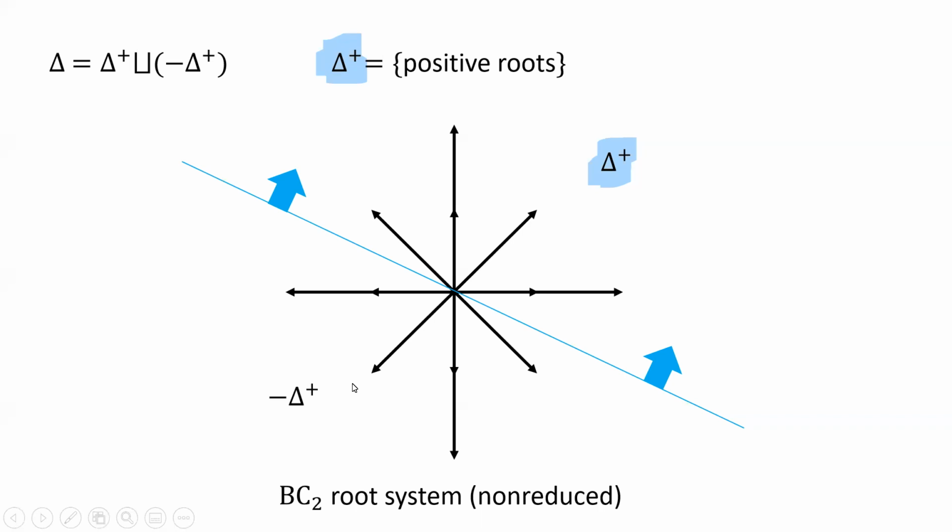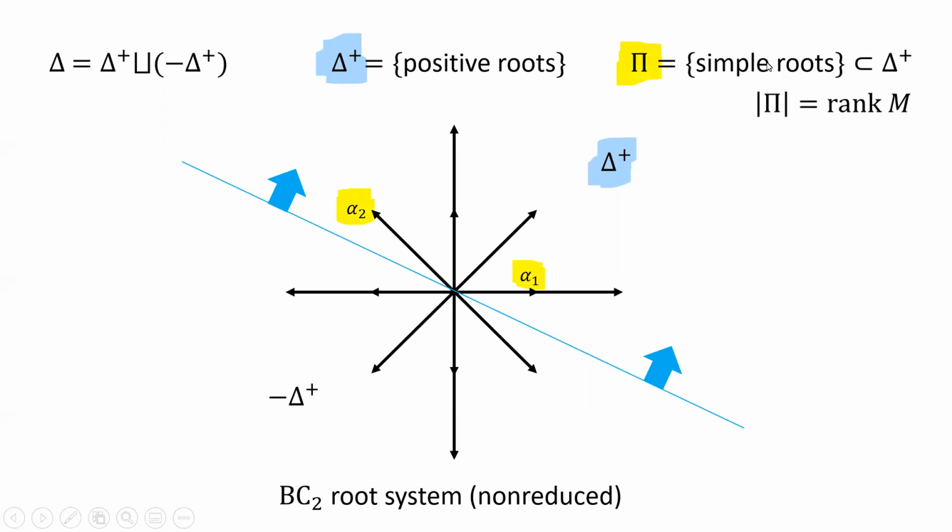Okay, among the positive roots, there are some elements that are not a sum of several positive roots, and these are called the simple roots. In this case, I call them alpha_1 and alpha_2, these two roots here. Okay, so it turns out that any positive root is a linear combination of these simple roots with integer coefficients. Okay, of course, the simple roots form a basis of this vector space. And therefore the cardinality of Pi, the set of simple roots, is the rank of M, which was the dimension of the vector space.